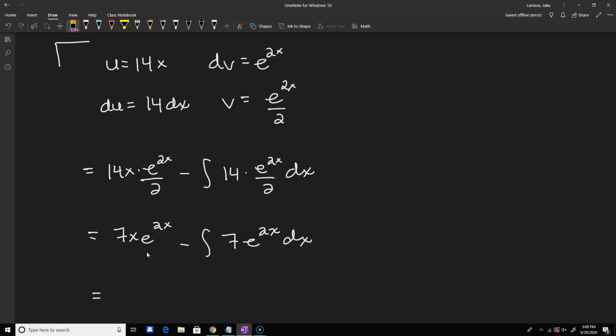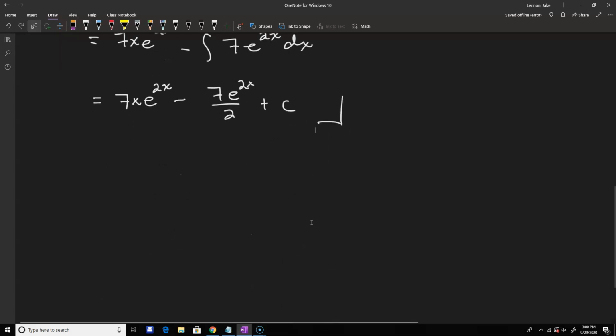Excuse me, again, and then dividing by 2 got rid of the 2 in the denominator. 14 over 2 is 7x. So this is just 7x e to the 2x, and then integrating the next one, we'll be dividing by 2 now from integrating the e to the 2x. So we'll get 7 e to the 2x over 2, and then we can have plus our constant of integration. Okay, so let's work through another.